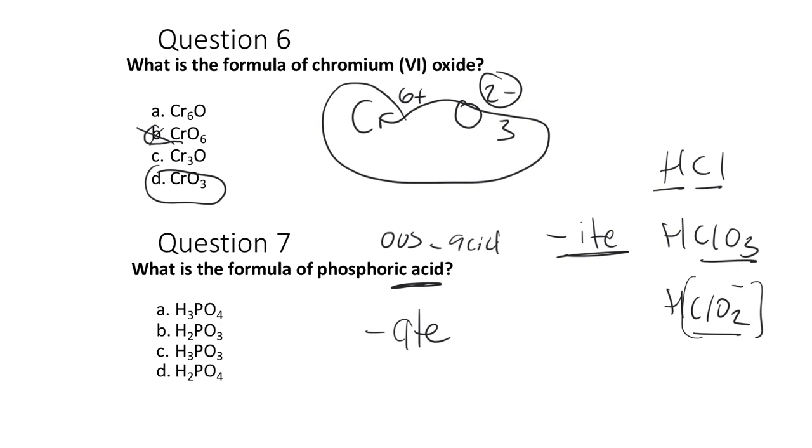So phosphoric acid is derived off of phosphate, so that'd be derived off of PO4 3 minus. So this will be H3PO4.